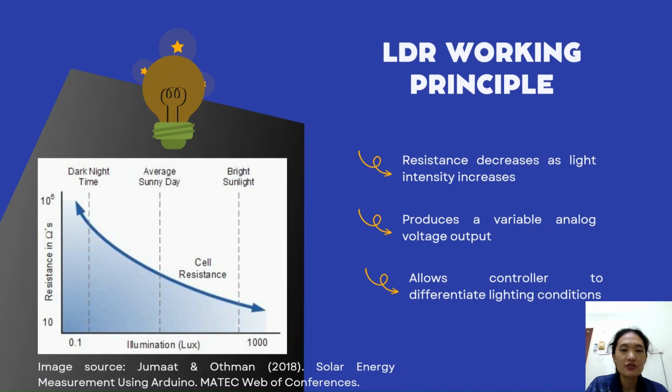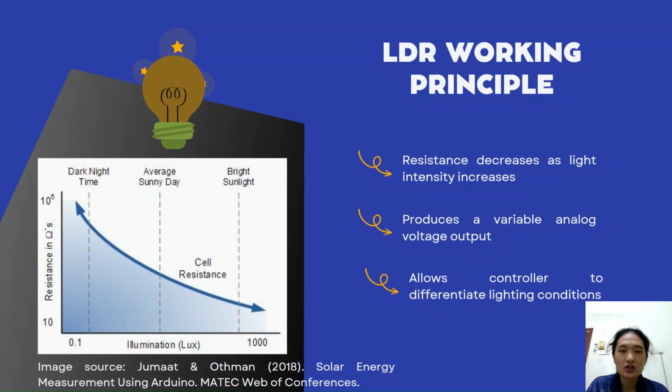The working principle of the LDR sensor is based on resistance variation. When the light intensity increases, the resistance of the LDR decreases. This change in resistance produces a variable analog voltage output. The controller uses this voltage value to identify the lighting condition of the room.